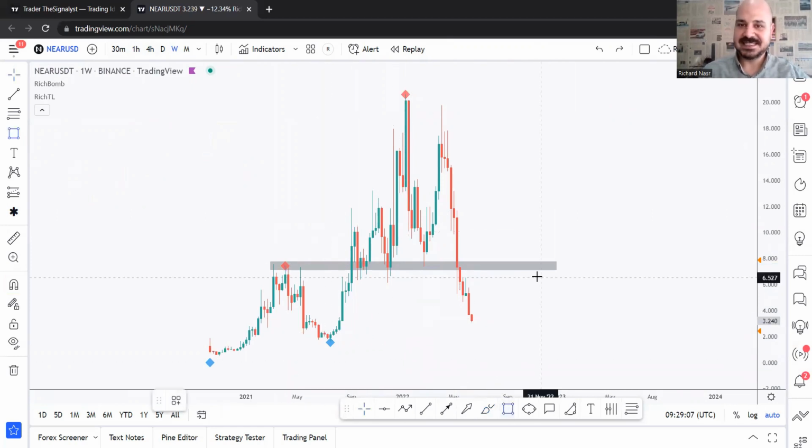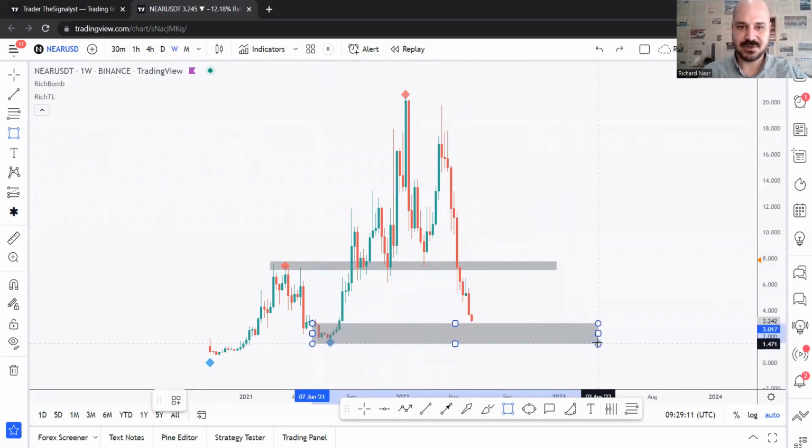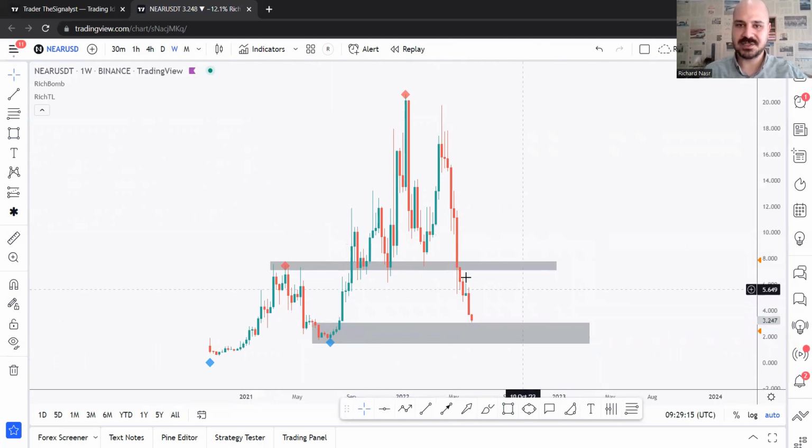Okay, last but not least, NIR is also approaching this demand zone just like FTM. This is our consolidation before the aggressive movement output started. So now we have a resistance here. That's how you make sense of the chart and you gather as many info as possible. And that's a demand zone.